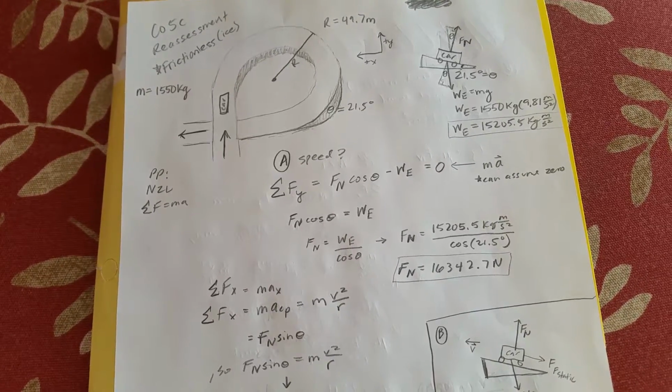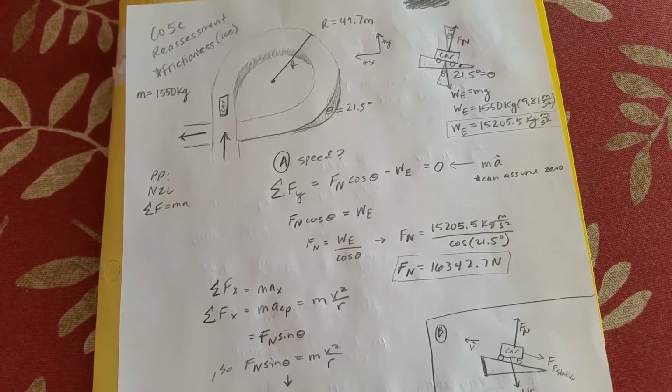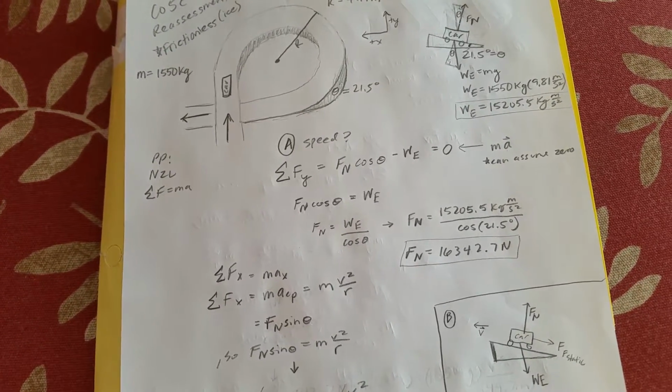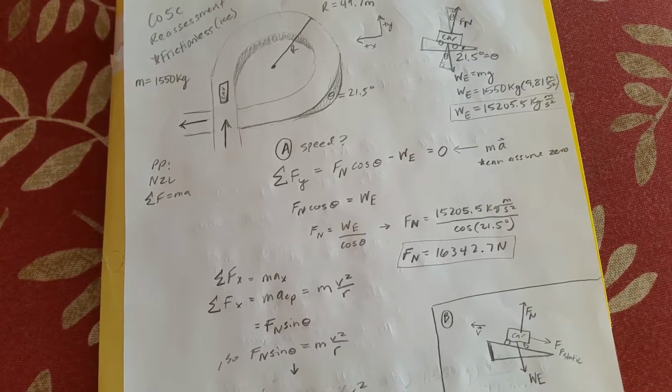If the mass of the car and driver is 1,550 kilograms, what constant speed must the driver maintain in order for the center of mass of the car to stay in the center of the ramp?